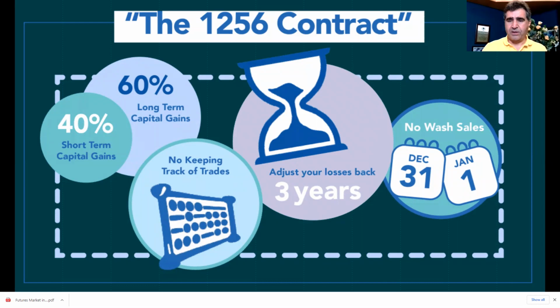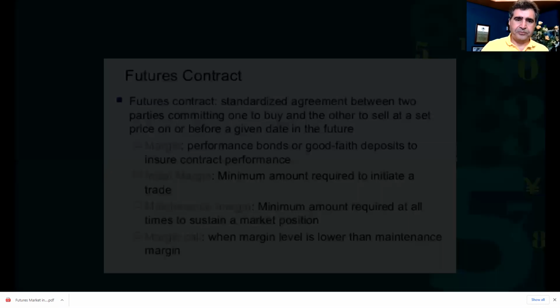You can adjust your losses back up to 3 years. And there are no wash sales. I mean, everything is done for you, and it's very simple. So that's a big advantage.